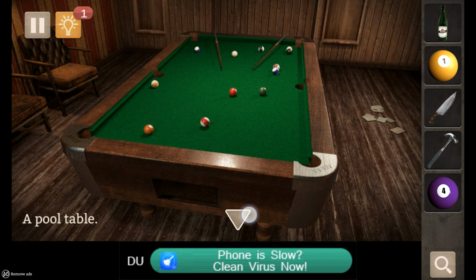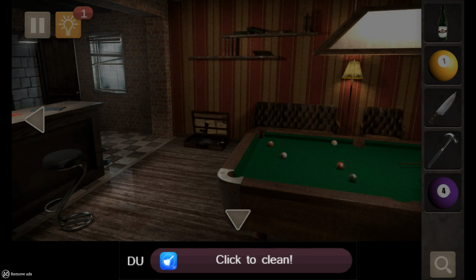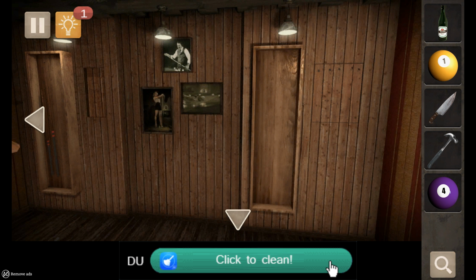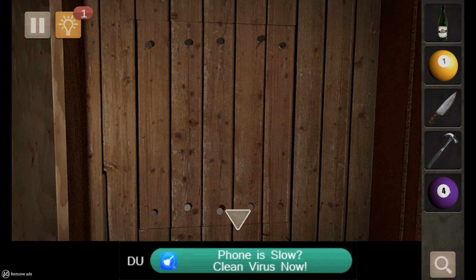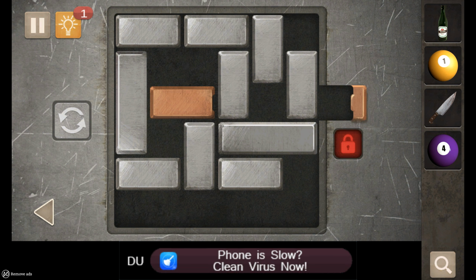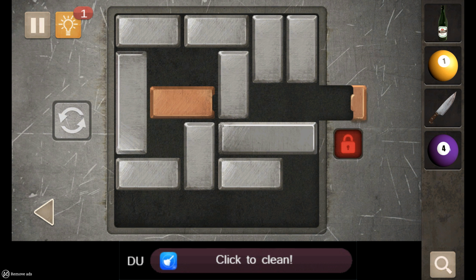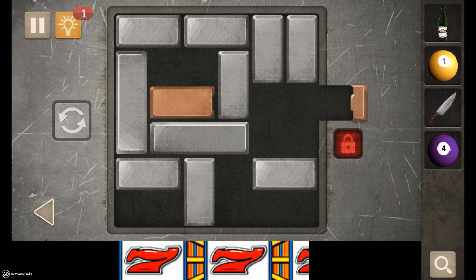Oh, right, let's take those nails off the wall. Oh, one of these puzzle games. Great. Well, you'll get to see my genius with this. Not really.